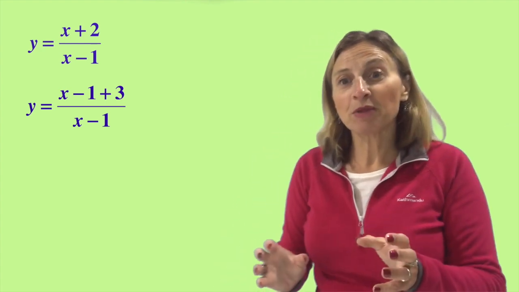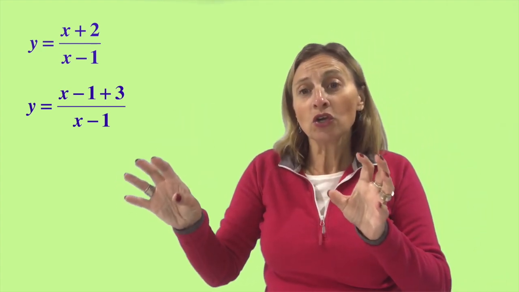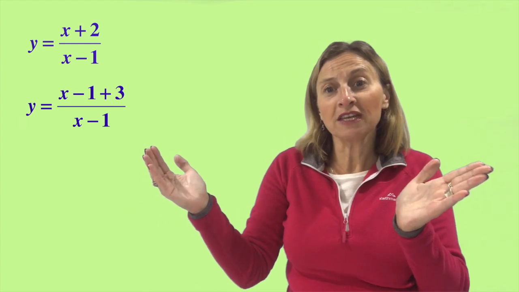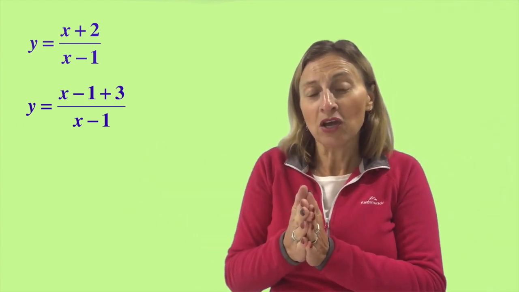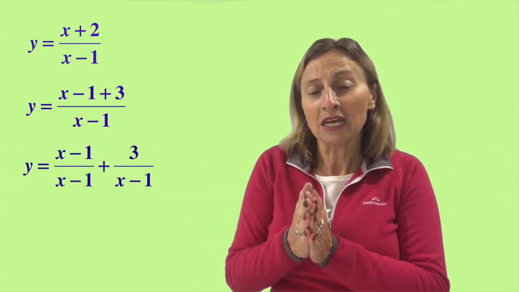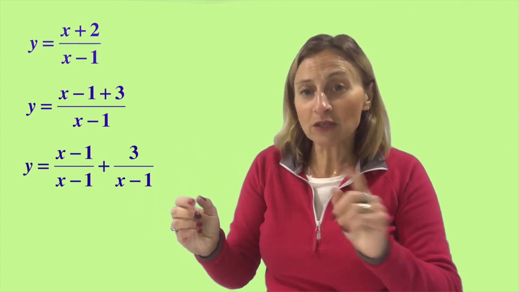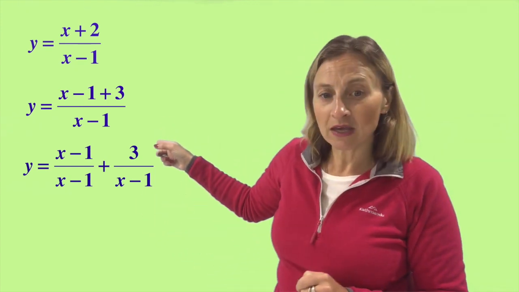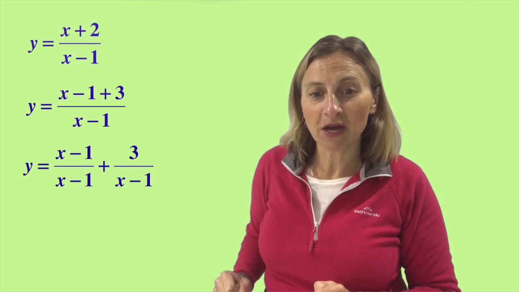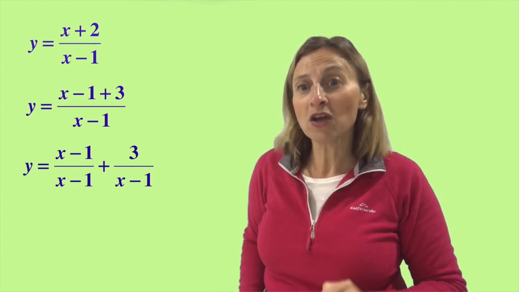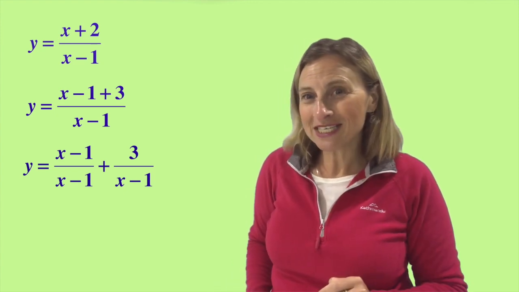So now we can split it up into two fractions. You're used to putting things together and getting a common denominator. What you're probably not so used to doing is splitting them apart. And that's what we're going to do. And we're going to get y equals x minus 1 over x minus 1 plus 3 over x minus 1. Can you see what I did?